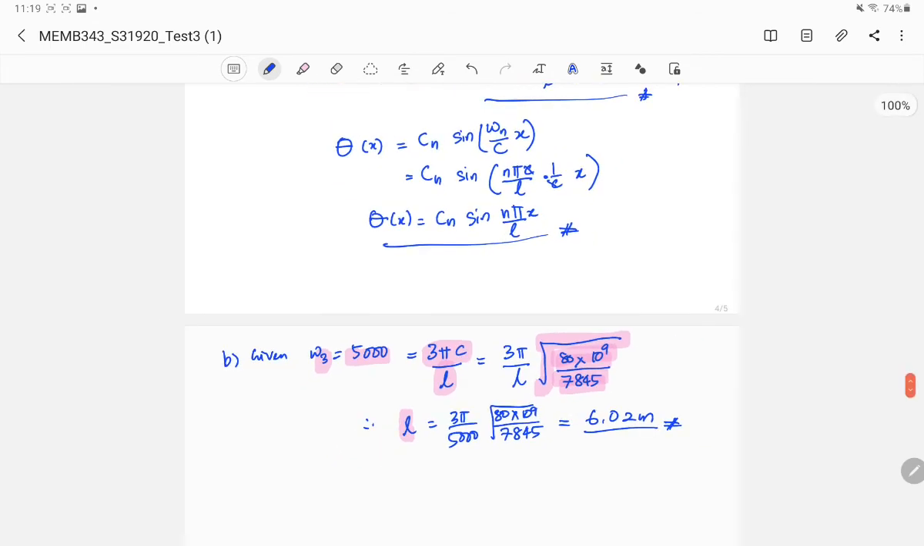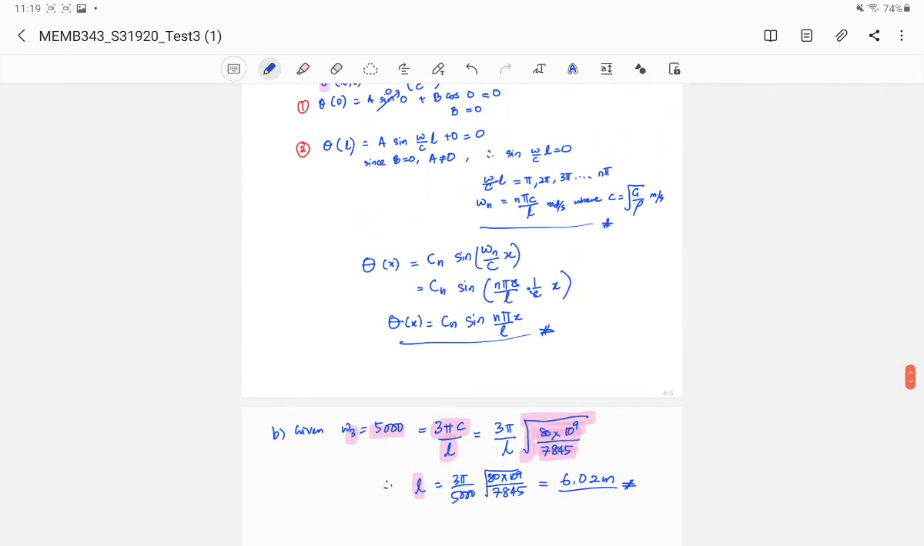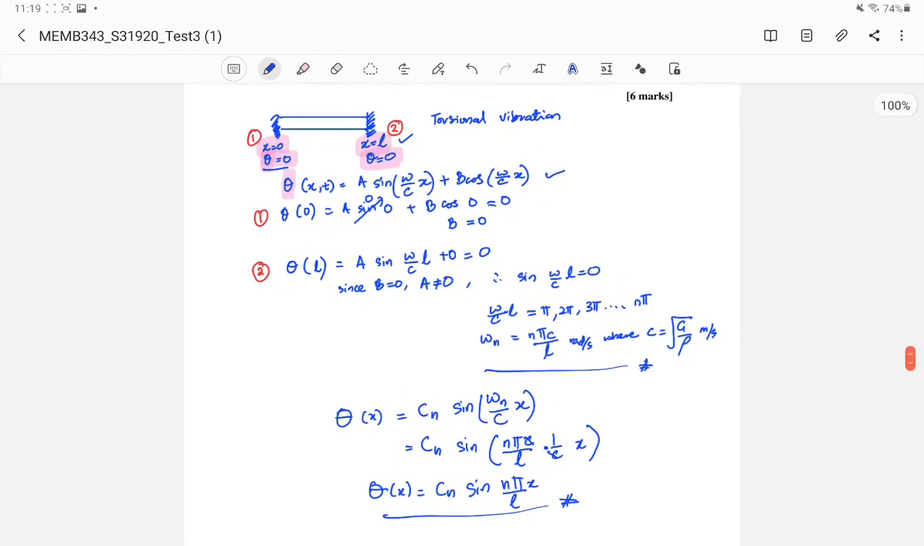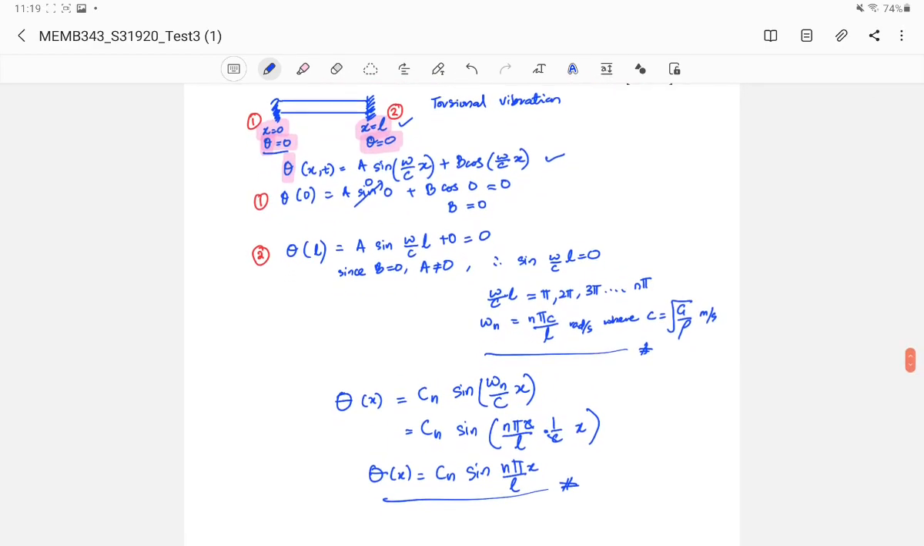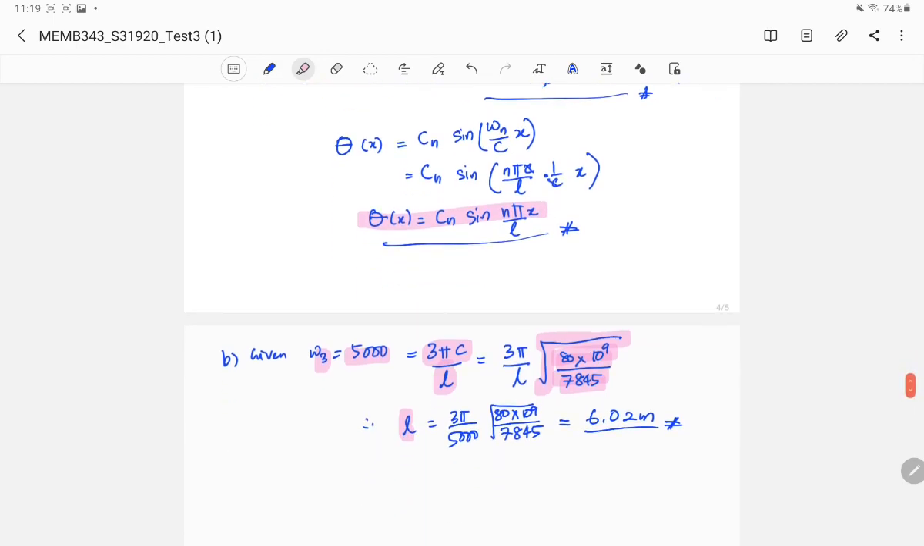So that's all for this whole problem. I think it's very easy peasy. You just need to know how to derive the equation for the torsional vibration, given the boundary conditions, get the natural frequency and mode shapes, and then you have your condition. This part B is always a condition: substituting values and solving for the unknown, in this case solving for the length. Okay, that's all. Thank you.